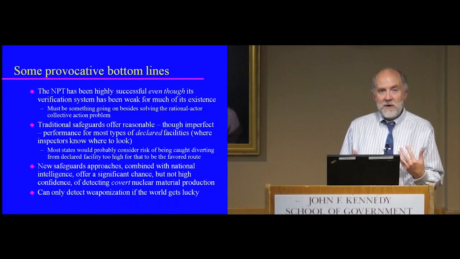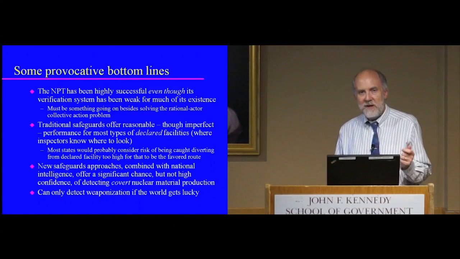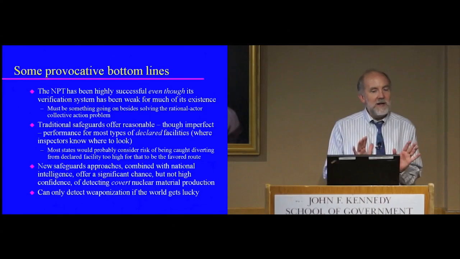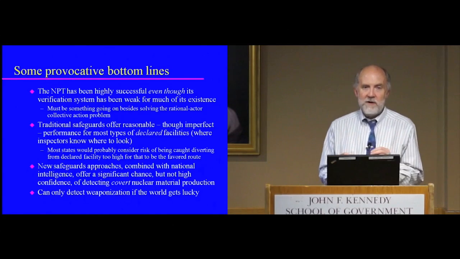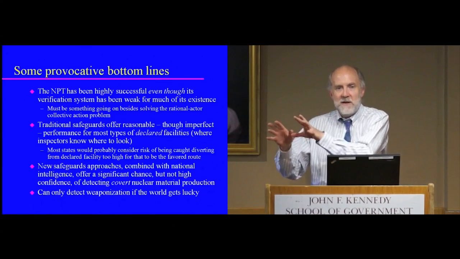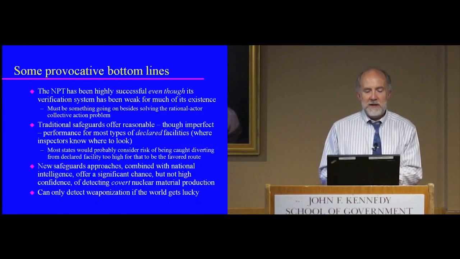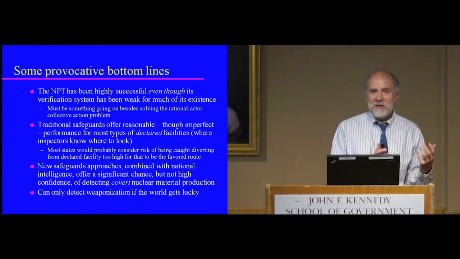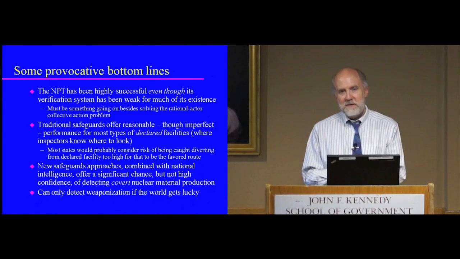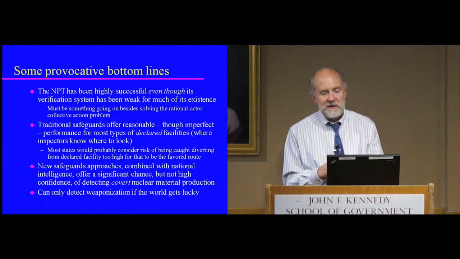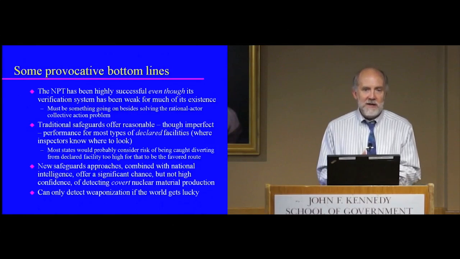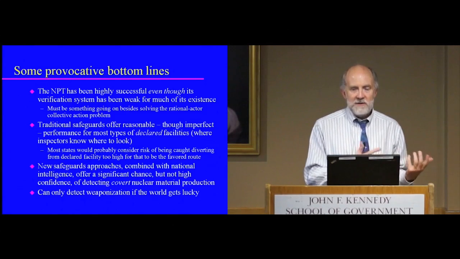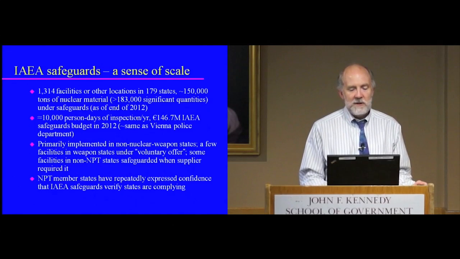The new safeguards approaches, combined with information from national intelligence agencies, offer some chance, a significant chance, but not high confidence of detecting covert nuclear material production. That is the secret site where a country might be making nuclear material. And then turning that nuclear material into a bomb, what's called weaponization, is quite difficult to detect. It can be done in very small facilities, and so you can really only find that if the world gets lucky and there's a lot of cooperation between intelligence agencies and the International Atomic Energy Agency.